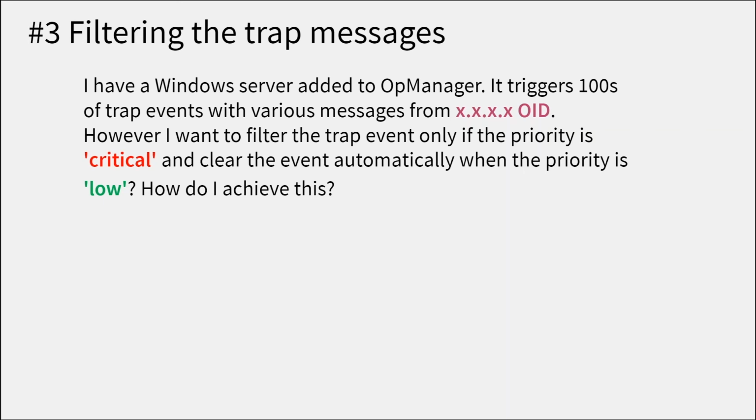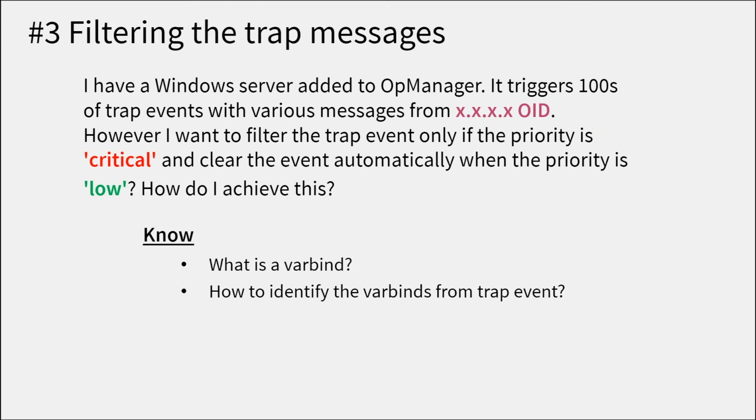I have a Windows server added to OpManager. It triggers hundreds of trap events with various messages from one OID. However, I want to filter the trap event only if the priority is critical and clear the event automatically when the priority is low. So how do I achieve this?